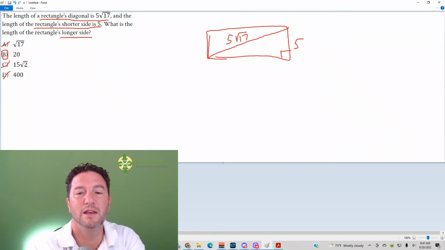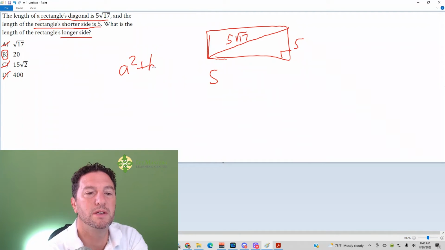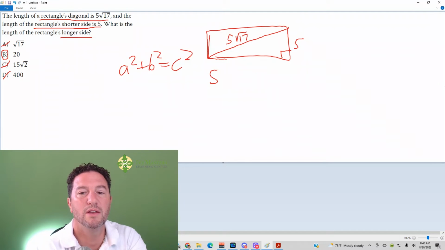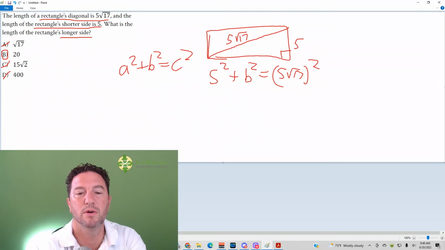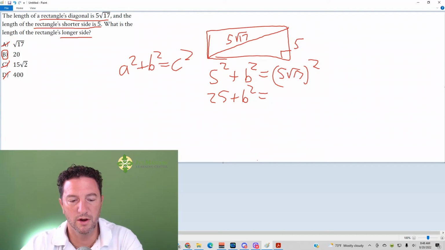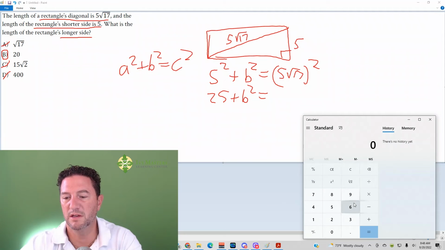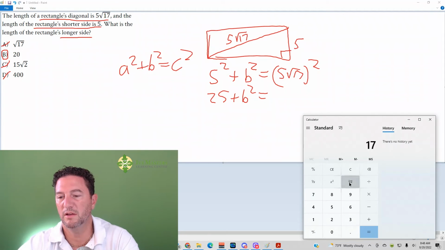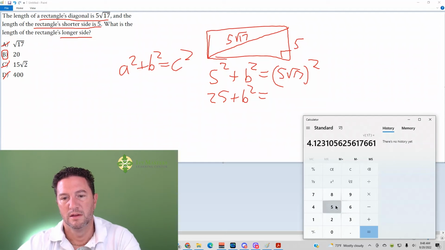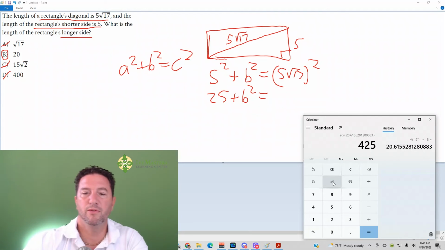But if you did it, remember it's a squared plus b squared equals c squared. And 5 squared plus b squared equals, the hypotenuse has to be the c, it's the longest side, 5 root 17, I'm going to put that in parentheses, squared. And you get 25 plus b squared equals, and if we pulled out our handy dandy calculator to get 5 root 17, we'd have 17, take the square root, times 5 equals, yeah, there's your 20.6, and then if we square that, we wind up with 425.